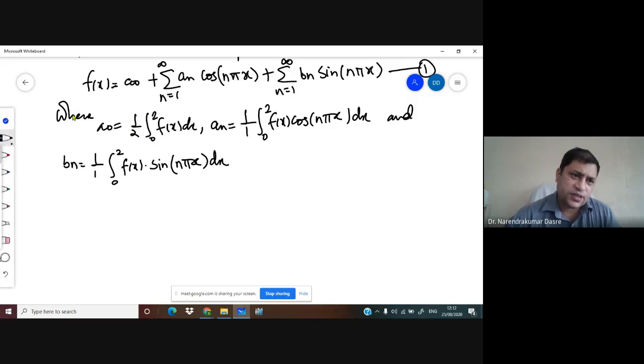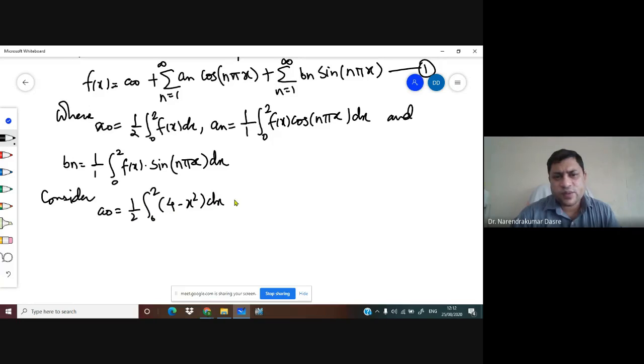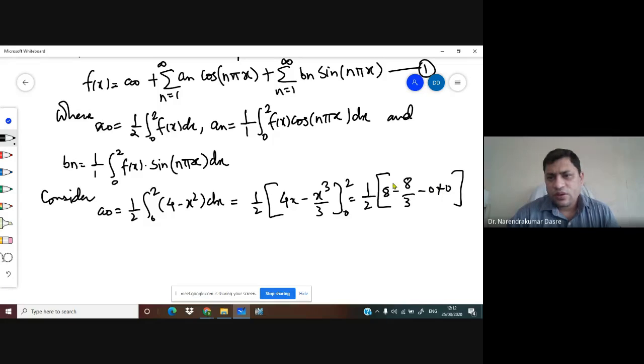Now let us evaluate these one by one. First we have to consider a0. So a0 is 1 by 2 integral 0 to 2 of 4 minus x square dx. So this is going to be half of 4x minus x cube by 3, and the limits are 0 to 2. If I apply 2, I'll have 8 minus 8 by 3, and if I apply 0, then this is 0 plus 0.